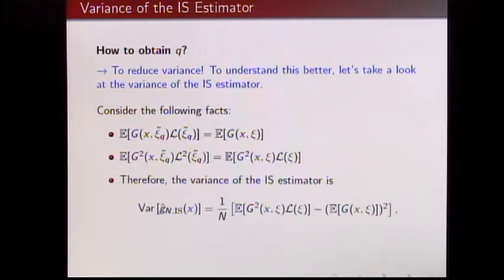Now, I'm going to look at the second moment of this. So why am I looking at the second moment and the first moment? Because I want to look at the variance, right? Variance is equal to second moment minus the first moment squared. So I want to look at this subtracted from that squared.